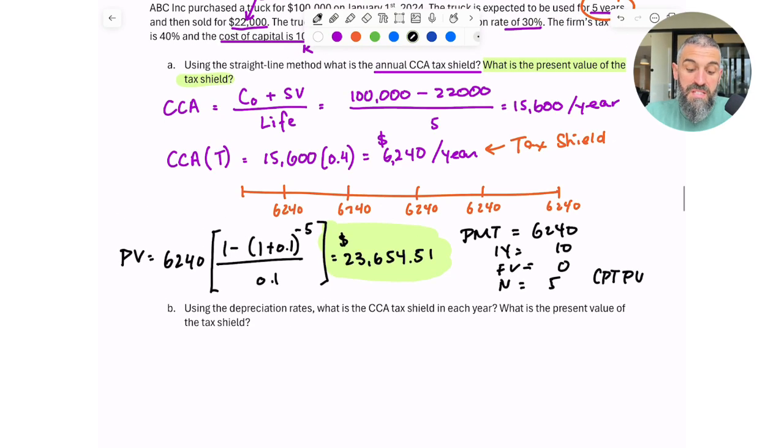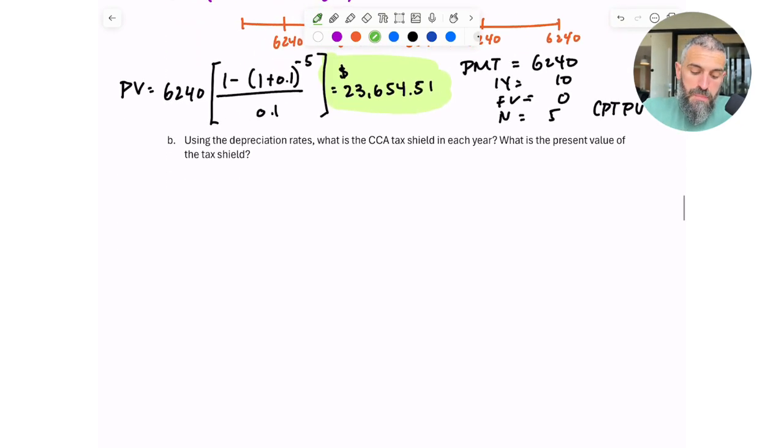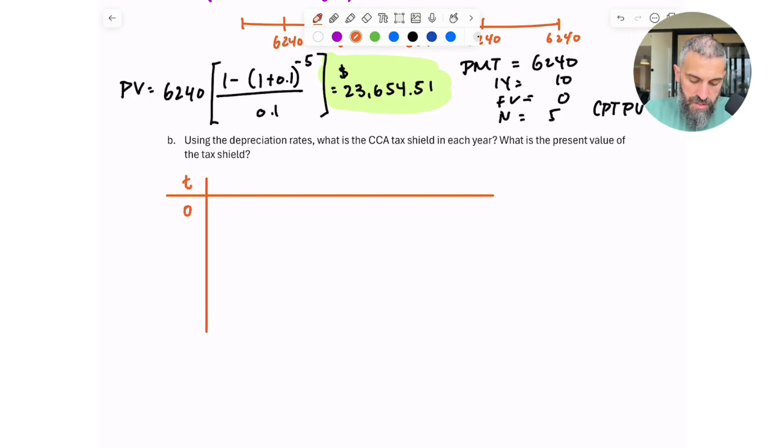Now this is going to be a step in a question. It could be a standalone question, but most of the time it's part of a larger question. So this is how you would do it, guys, if you're using the straight line method to depreciate your assets. If you're using depreciation rates, it'll be completely different as far as the procedure. We're going to make a table here. Time 0, 1, 2, 3, 4, 5.